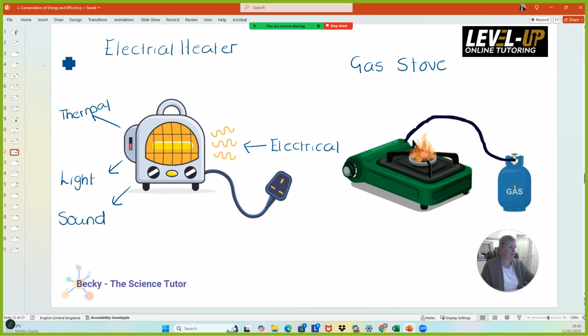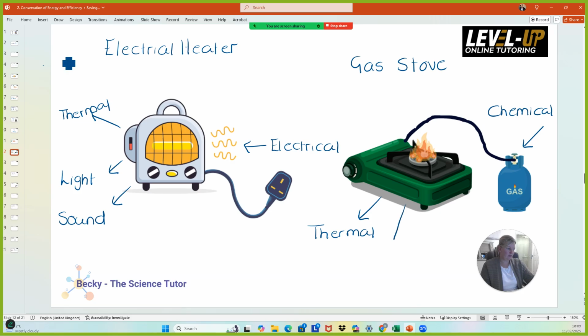Okay, onto the gas stove. What type of energy are we putting in? And what comes out? Good, yes. Awesome. Super glad you noticed that. Chemical in. Out, thermal again, yeah. We're going to get pretty much the same out of it.